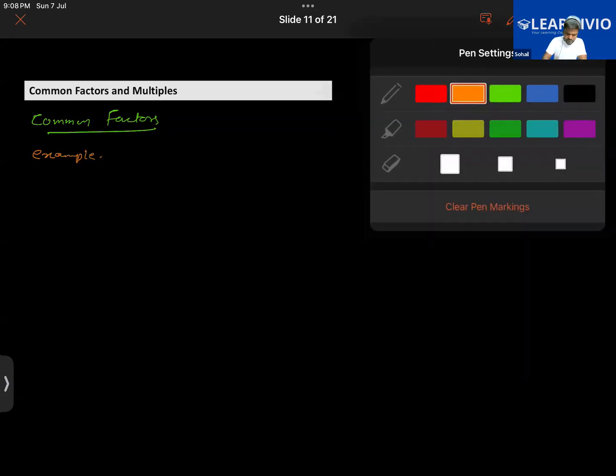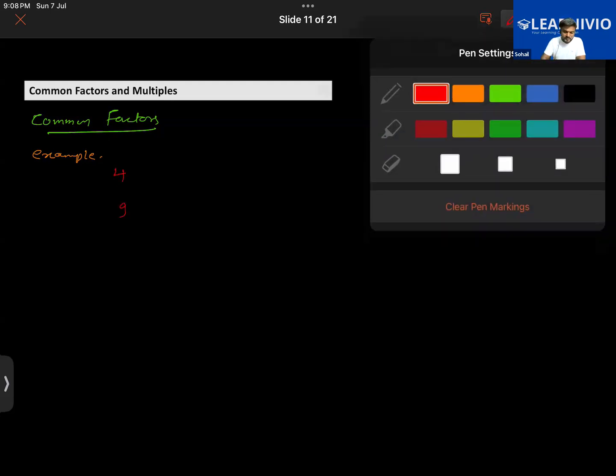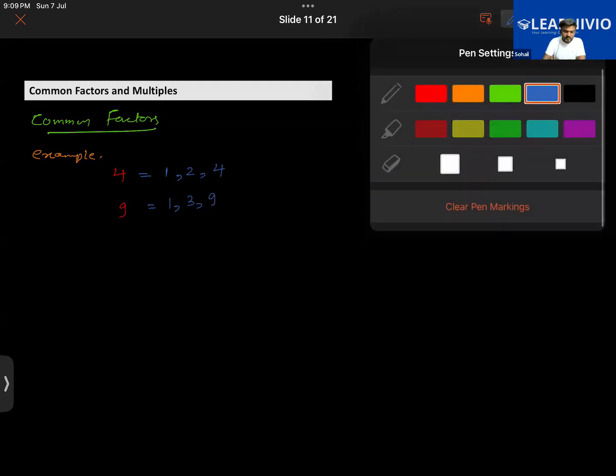Okay. Now say for example, we have a few numbers. Say any number, any given number. Take an example of any two, three or one-digit numbers. Take 4 and 9. So what do we observe? What are the factors of 4? 1, 2 and 4 itself. Factors of 9 are 1, 3 and 9 itself. What common factor do they have here? 1 only.